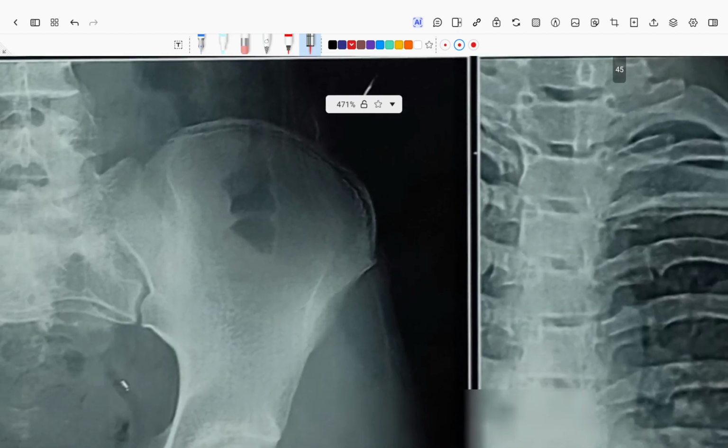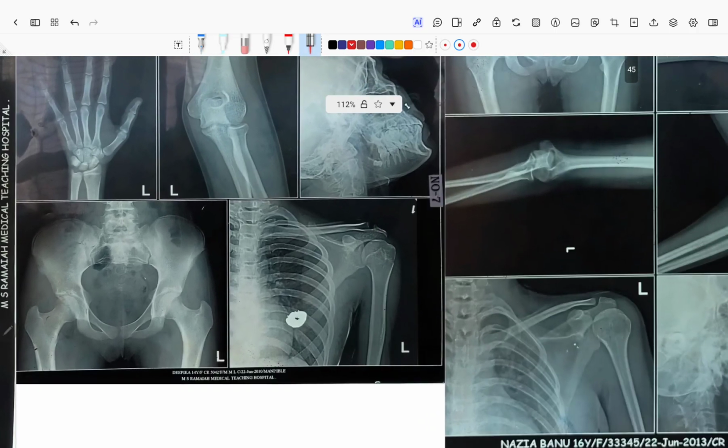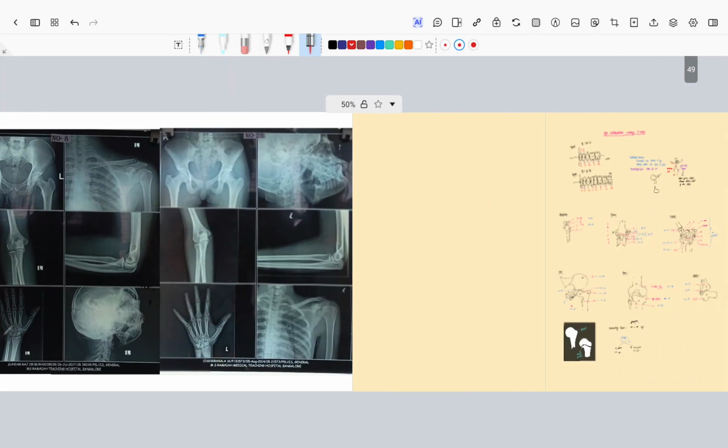This one is the hip joint. We see that this here is the iliac crest. We see a faint black line here, which implies that it is not fused. Okay, so this is how we identify if it's fused or not fused.